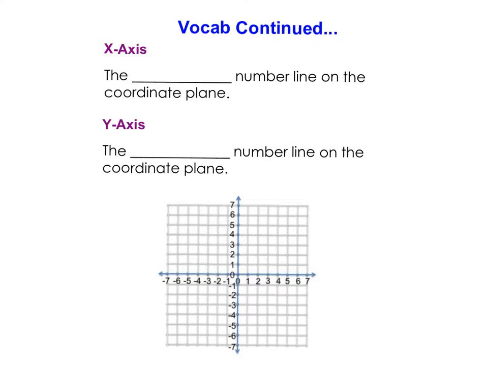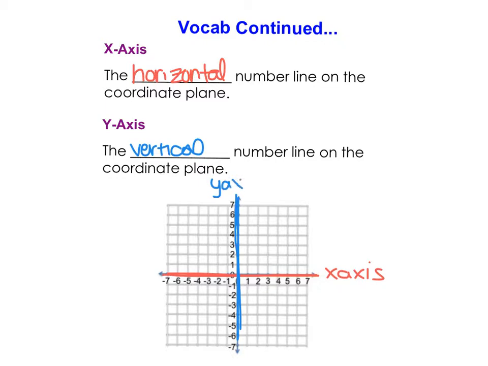Now on the coordinate plane, we have a couple of key areas that we need to be aware of. The first is called the x-axis, and the x-axis is the horizontal number line on the coordinate plane. So this piece right here, this horizontal number line, is called our x-axis. Then from here, the y-axis is our vertical number line on the coordinate plane. So this piece right here is called our y-axis. So when we refer to a point falling on the x-axis or the y-axis, we're referring to a point on that horizontal number line or that vertical number line.